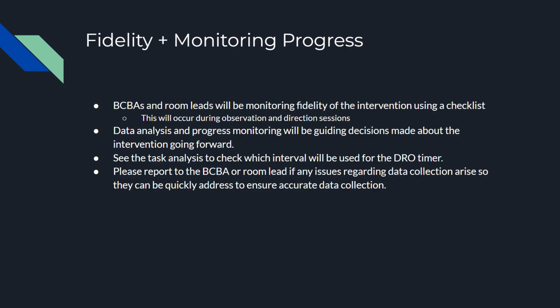Data analysis and progress monitoring will be guiding the decisions we make about the interventions going forward. So please see the task analysis to check which interval will be used for the DRO timer. The initial interval is going to be 5 minutes. It'll then be raised to 10 minutes, up to 20, with the eventual goal of reaching 30 minutes, with the idea of maintaining around that 30-minute time.